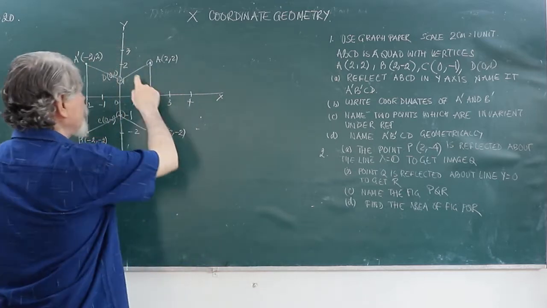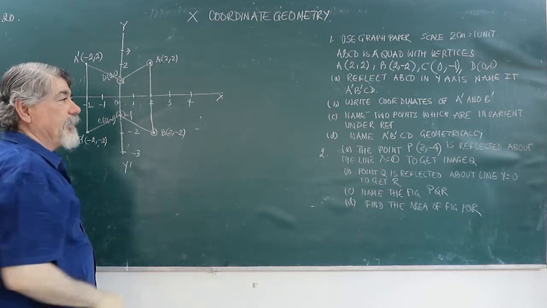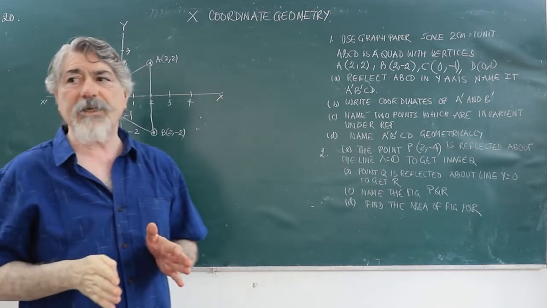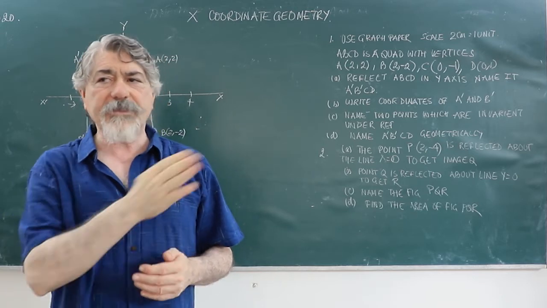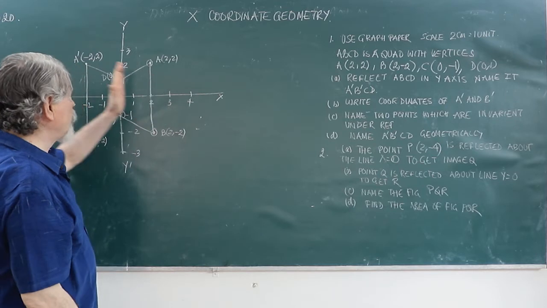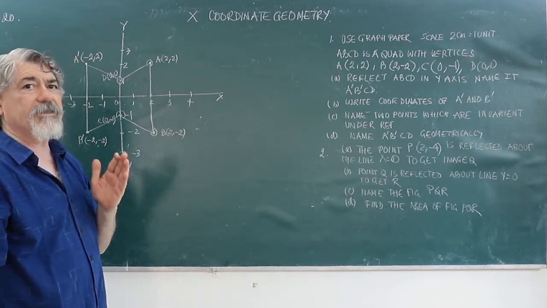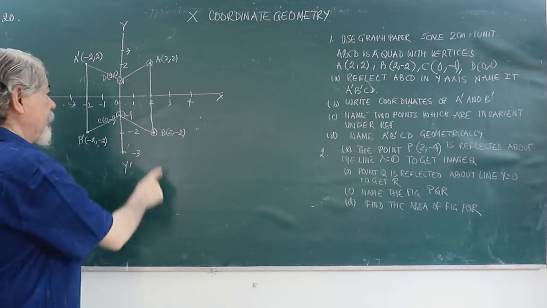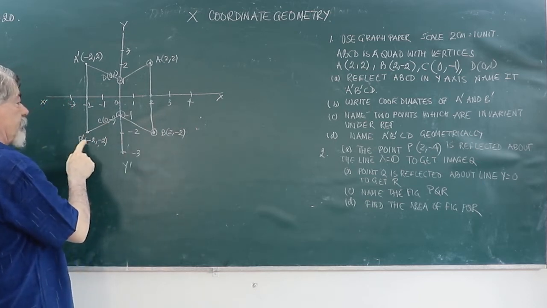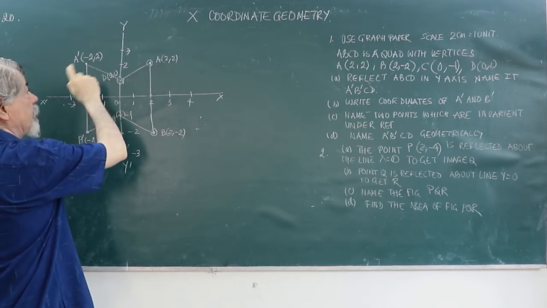Now he says once you've got the quadrilateral A, B, C and D, reflect this quadrilateral in y-axis. So I reflect this quadrilateral in y-axis. When we reflect a point in y-axis, the sign of the x-coordinate changes. B will become B dash as minus 2, minus 2. A would become A dash as minus 2, 2.